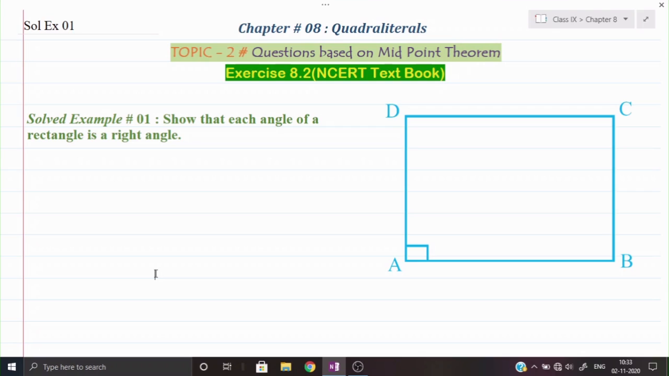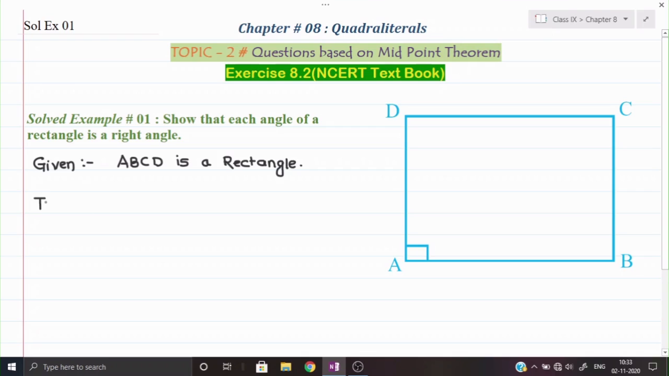Okay, so let us see. First we shall write down the given things. Here it is given that ABCD is a rectangle. So we shall write down ABCD is a rectangle. It is given to us.